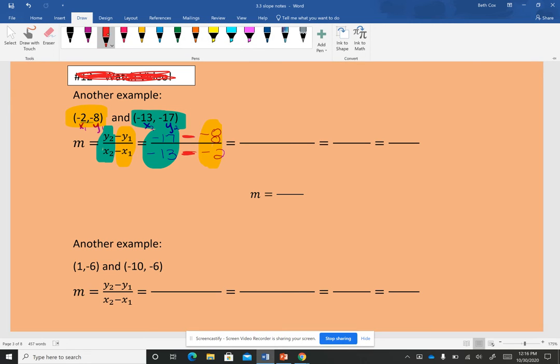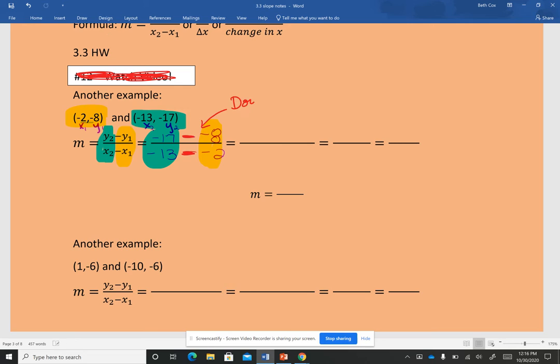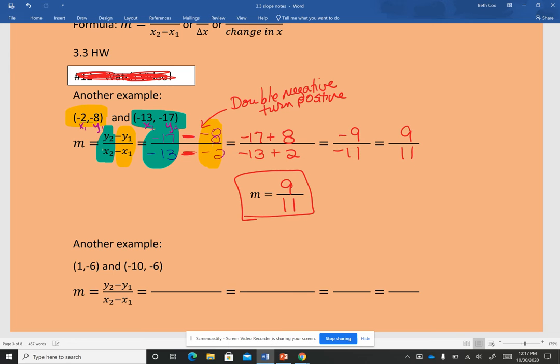So make sure you're aware of that. Okay, so now we're going to do this. Now remember, this is a double negative here. It shows up sometimes, so just be ready for the fact that a double negative turns positive here. So this is going to be negative 17 plus 8. This is going to be negative 13 plus 2. So that's going to give me a negative 9 over negative 11, and then negative divided by negative is a positive. So my slope is 9 over 11, positive 9 over 11. So be careful on that one.